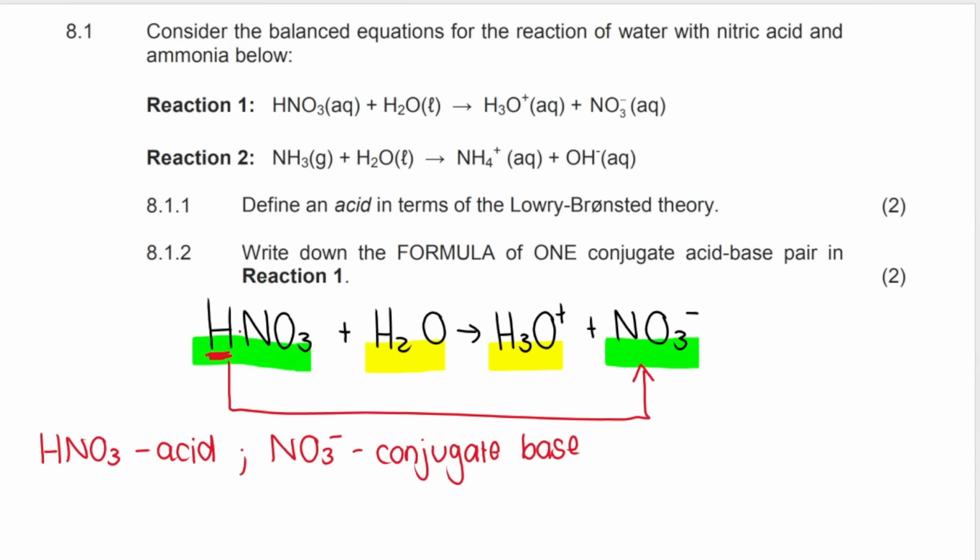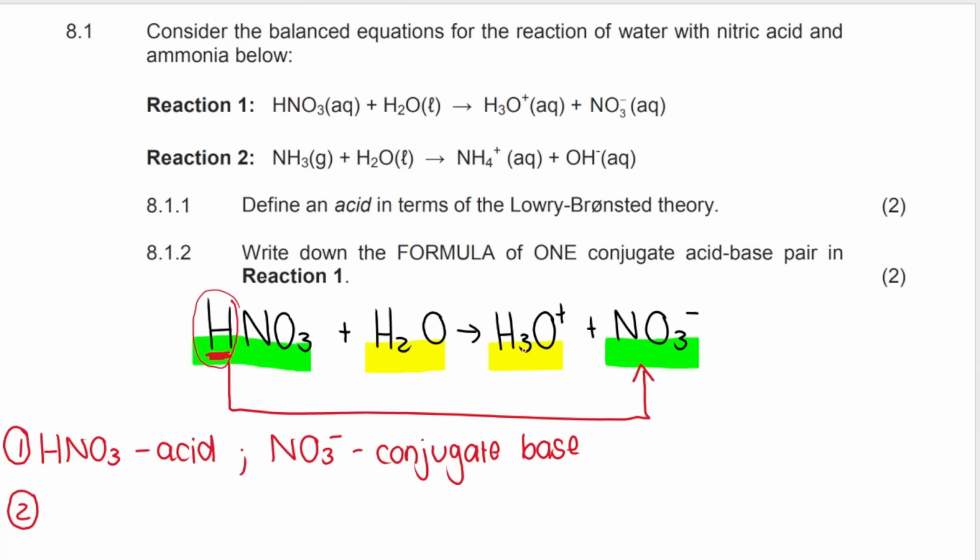So again, how do I know that this is an acid? It looked like it donated. Remember, acids are proton donors. It donated the H. That's why it's gone now over here. So the green ones are one pair. The other pair, so that could be one pair, one option of an answer. The other option could be the yellow ones.